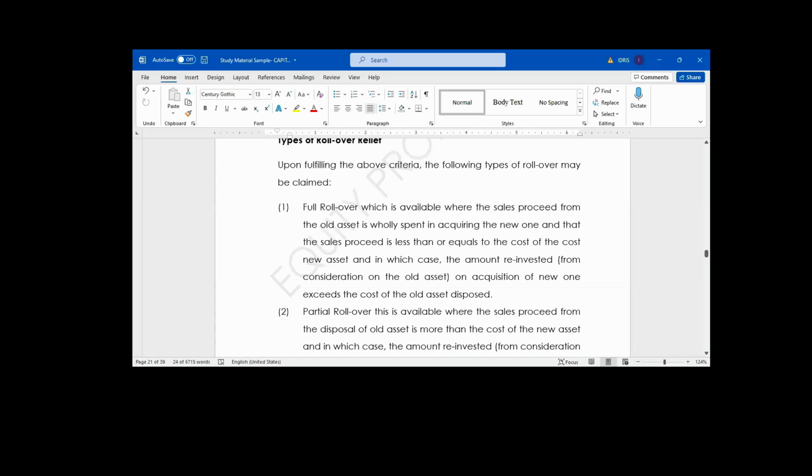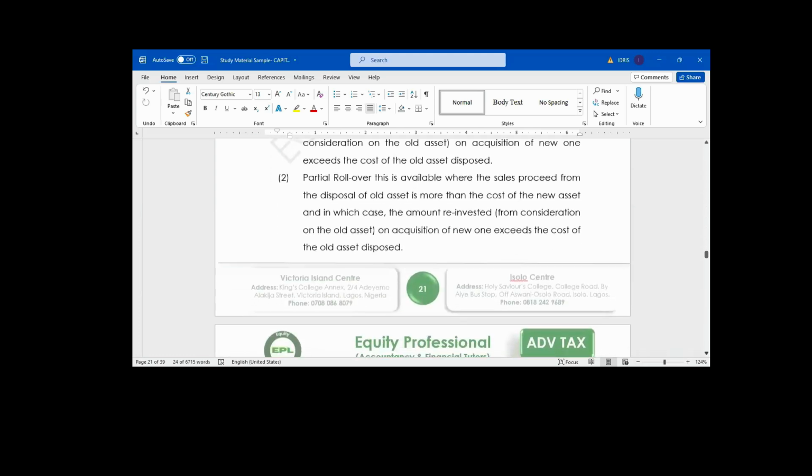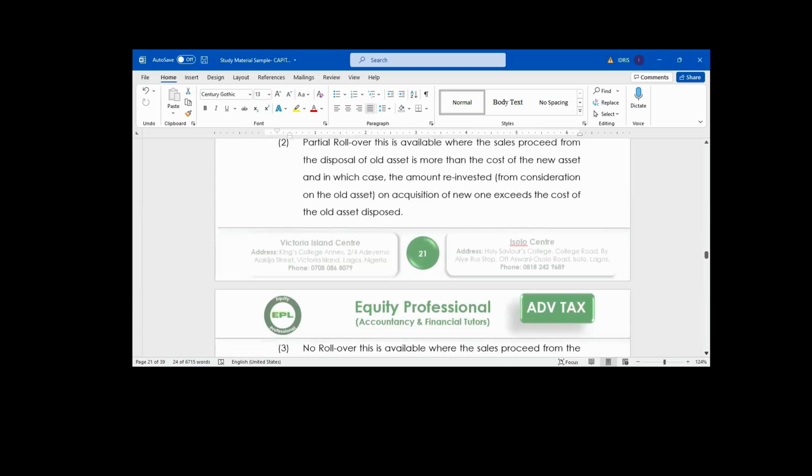Partial rollover. Partial rollover arises when the sales proceeds from the disposal of the old asset is higher than the amount reinvested or the cost of acquisition of the new asset, and it is also higher than the cost of acquisition of the old assets. When the sales proceeds from disposal of old assets is higher than the amount reinvested in the purchase of new assets and also higher than the cost of acquisition of the old assets.